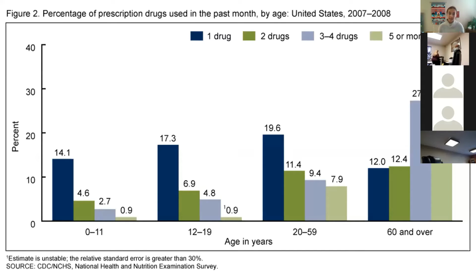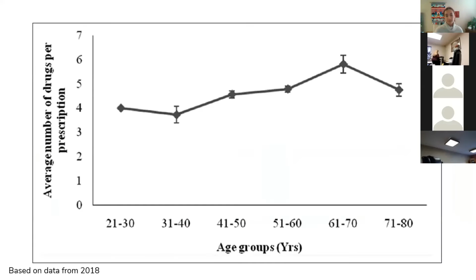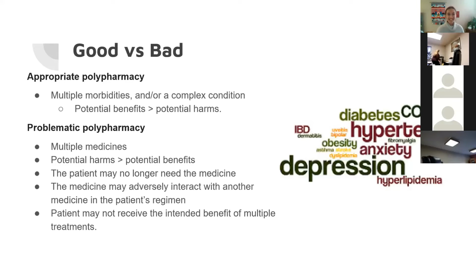So we took a look at some data. This is a little outdated. It's from 2007, 2008, but we did see a correlation in older adults taking more medications. So we see here that those over age 60 are taking many more prescription medications, 5 or more, and we can see that trend occurring. Here's another image where we saw that trend happening again. We see that those 61 to 70 or even 70 to 80 years old are taking 4 or 5 prescribed medications for their illnesses.